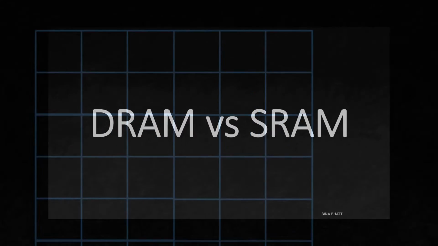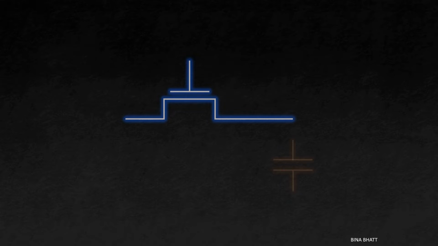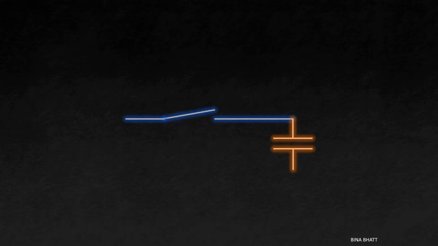Now what about D and S? For that, let's peek into the cell structure of these memories. This is a DRAM cell. It contains an access transistor and a capacitor. The access transistor, as its name conveys, provides access to the capacitor. The charge stored on the capacitor represents a bit. No charge on the capacitor indicates a zero, while a fully charged capacitor means one.